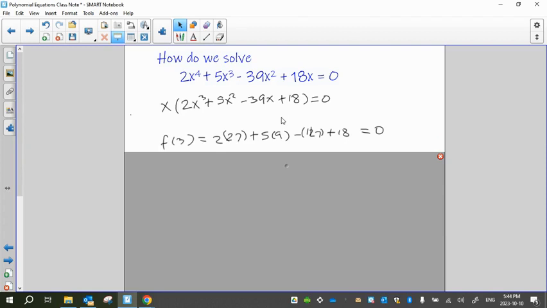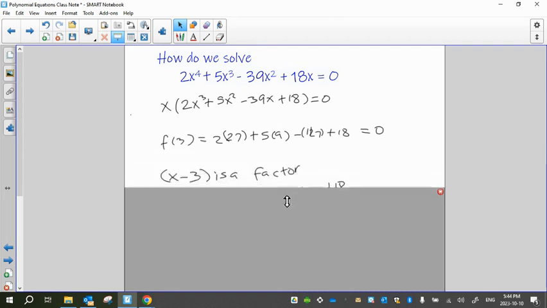So if we try 3, because 3 is a factor of 18, of course, this might come after a few tries with different values. We realize that f of 3 equals 0, which means that x minus 3 is a factor of our cubic equation that was in the bracket. So now we are going to do a division to find the other factor.